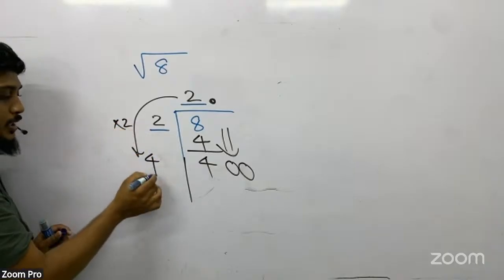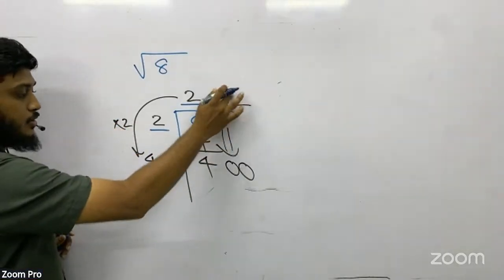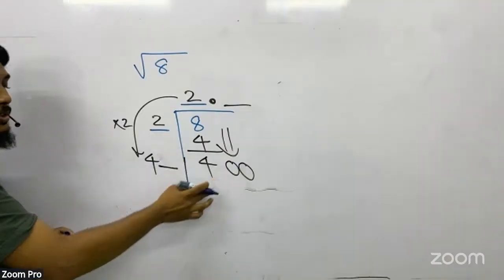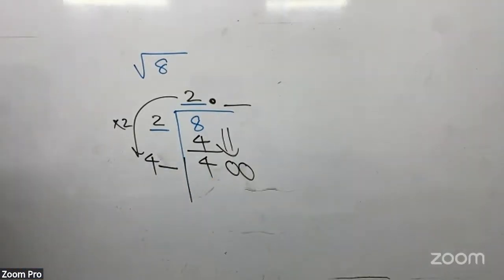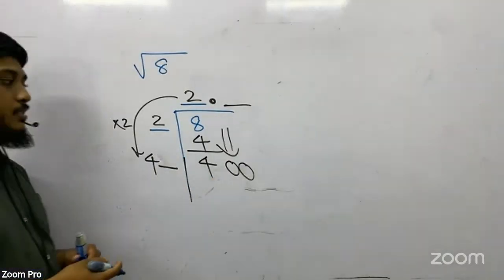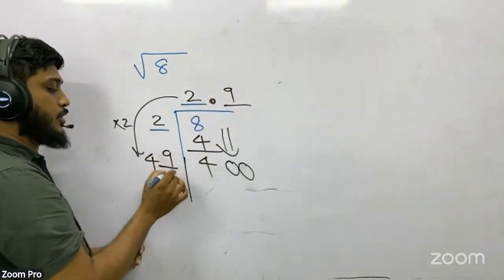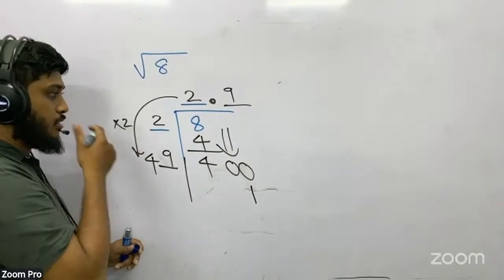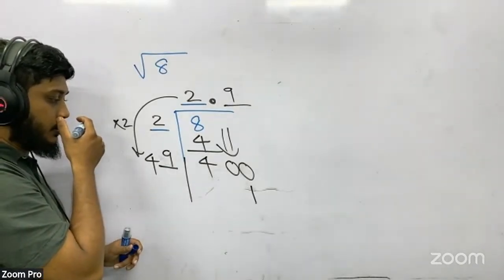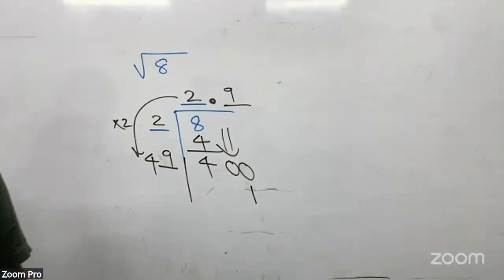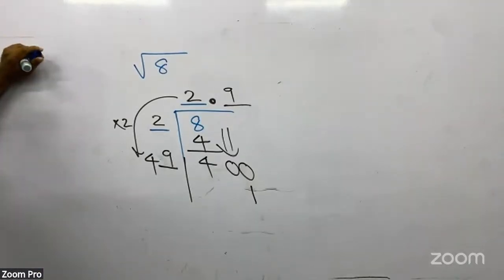Then I get 4 here. Again, put a blank here and here. I should fill the same number, but it should not exceed 400. So I think I can go up to 9. 9 into 4 is 36, 9 into 9 is 81. Can't, no? 9 I can't put, right?